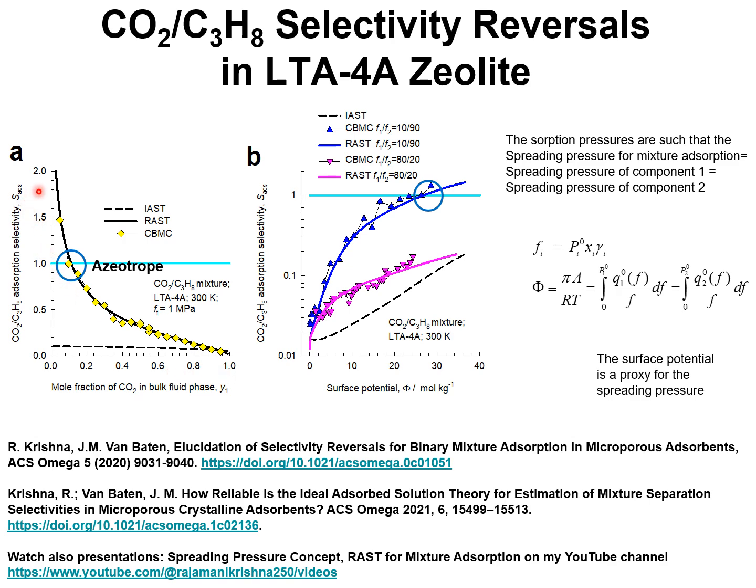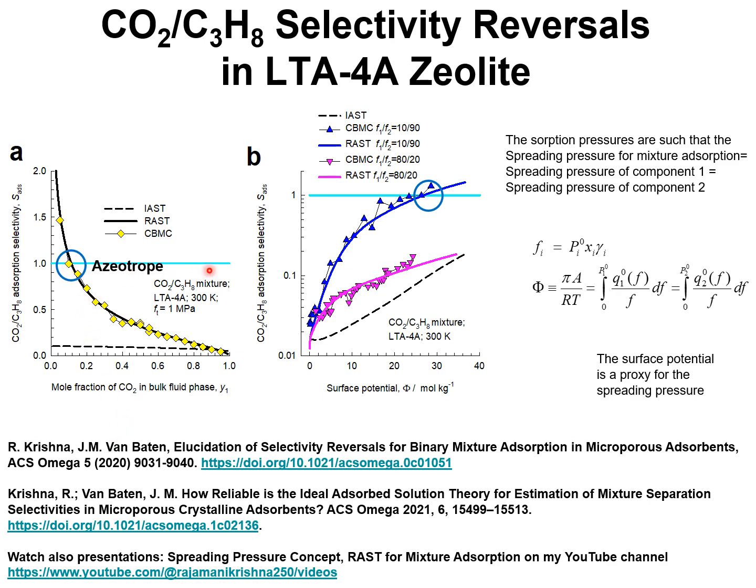And the molecular simulation data for the adsorption selectivity of CO2 with respect to propane is plotted as a function of mole fraction of CO2 in the bulk gas phase mixture. We note that there is a selectivity reversal that is experienced for mixture adsorption, and the composition at which the selectivity of CO2 with respect to propane is unity is the azeotropic composition, and has a value of approximately 0.1.